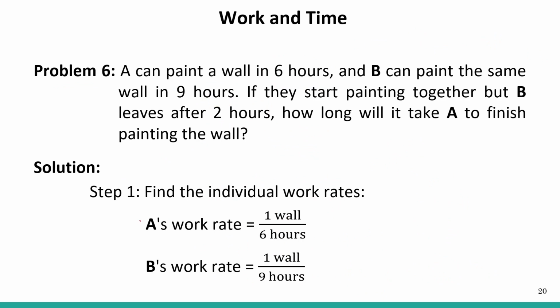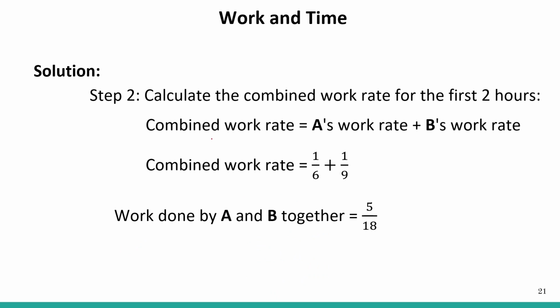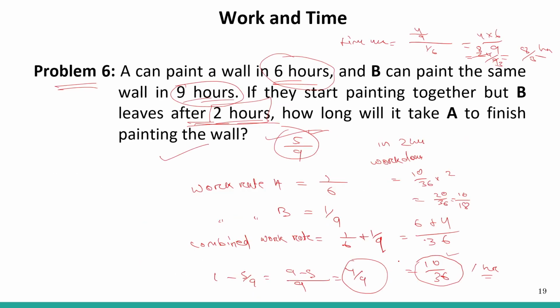So what we did first was find the individual work rates of A and B, that is 1 by 6 wall per hour for A and 1 by 9 wall per hour for B respectively. Okay, let's see step 2. What we needed was the combined work rate. So we added A's work rate and B's work rate: 1 by 6 plus 1 by 9, which is nothing but 5 by 18. So the combined rate was this much.